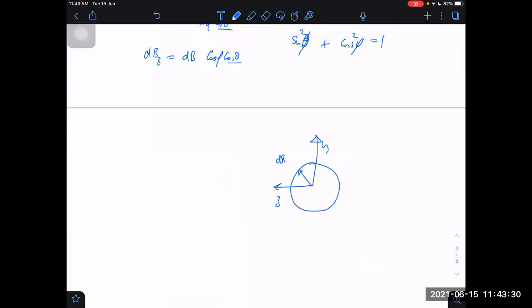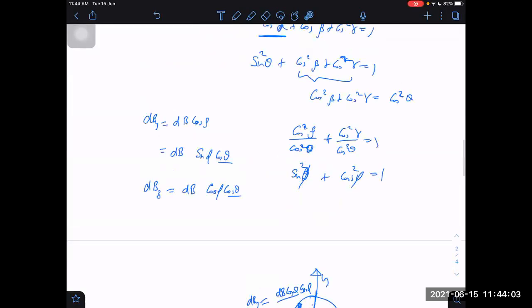This is the dB cos theta value, and let us say at any instant of time it is making angle phi with the y-axis. Then what component will it have along y? That will be dB cos theta cos phi. Or if I take phi with the z-axis, then at any instant of time, what will be the y component of dB? dB cos theta sin phi. That is how we are getting this dB sin phi cos theta.